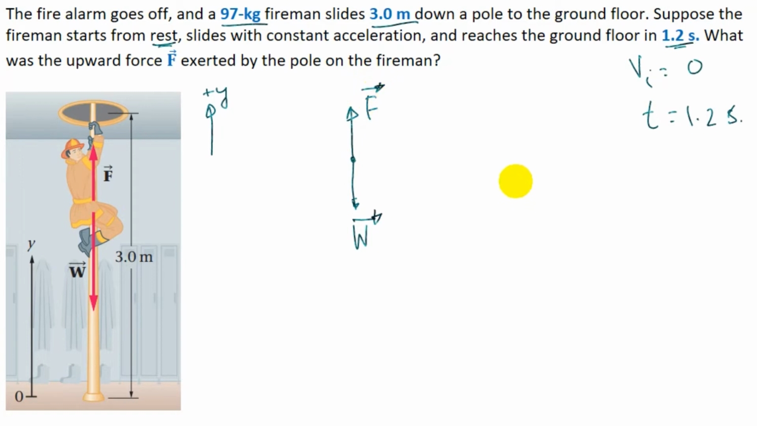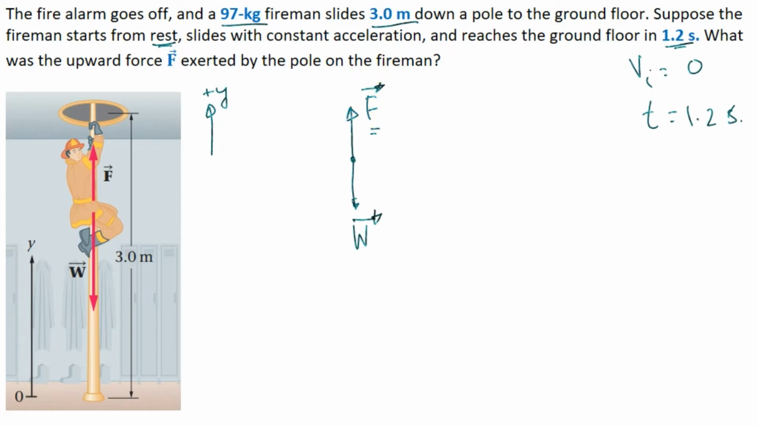Now you may wonder how the pole exerts a force on the fireman. The reason is, as the person slides down, he exerts a force on the pole, and by Newton's third law, the pole also exerts an upward force of equal magnitude on the fireman, and these forces are due to friction that we'll explore in the next chapter. So that is why this force F is here.